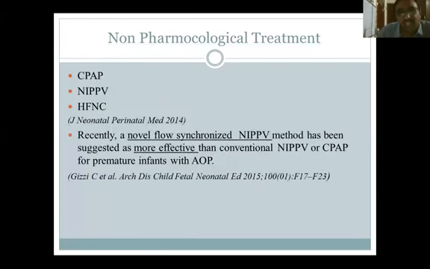What are the methods usually we'll follow? Till now we know that one is CPAP, that is continuous positive airway pressure, and high flow nasal cannula. These are the two commonly practiced in NIPPV. But recently, a novel method is the flow synchronized NIPPV. I don't know how many units will have it, but the studies have shown that it is more effective than the conventional NIPPV or CPAP to infants with AOP, apnea of prematurity.